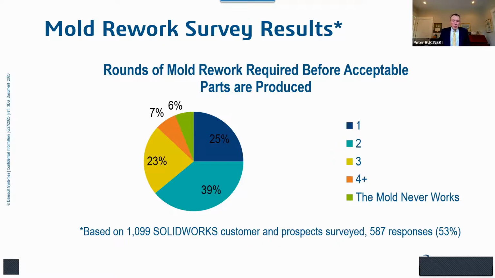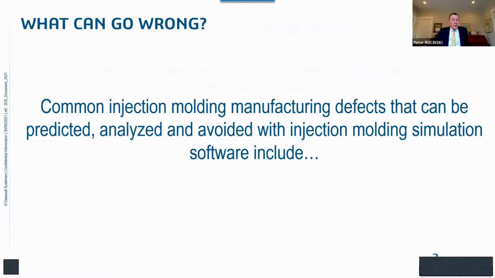So when I hear that kind of a story, almost on a day-to-day basis, I see these kinds of statistics. This is what makes me realize that I will never be able to retire, because it's been 30 years and these problems are still happening. I think I have another 30 years in me. So what can go wrong? Now I'll show you just some of the most common injection molding manufacturing defects that can be predicted, analyzed, and avoided with injection molding simulation.